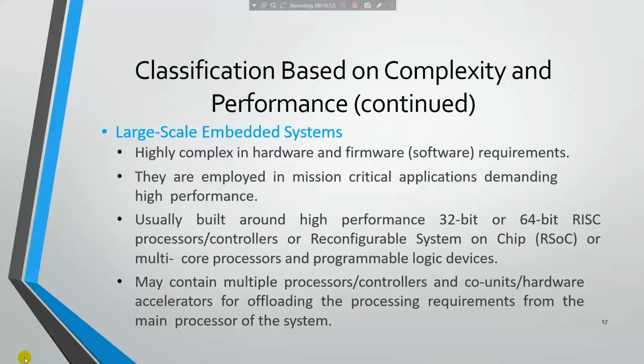Next, classification based on complexity and performance. Here we are going to see large scale embedded systems. They are highly complex in hardware and firmware requirements, already equivalent to CPUs. They are employed in mission critical applications demanding high performance, so time bound is very important here. Usually they are built with high performance 32-bit or 64-bit RISC processors, controllers, or configurations used on a chip.